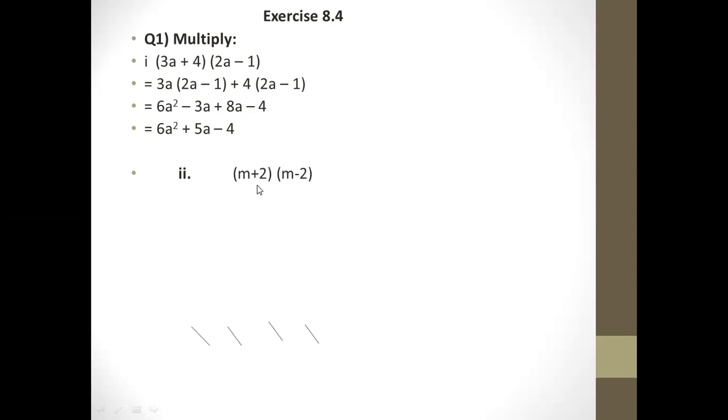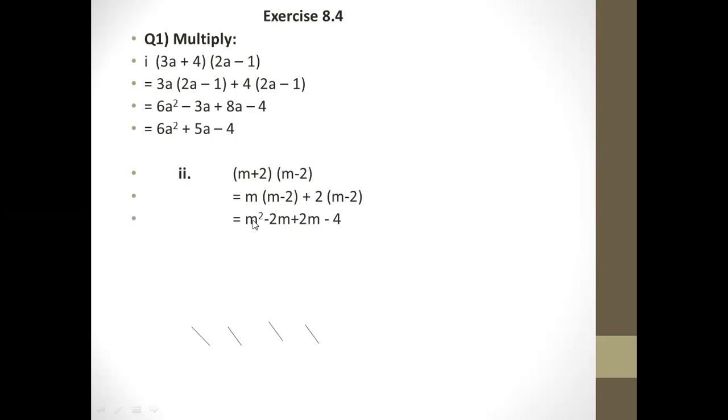Come to the second part. Second part is m plus 2 into m minus 2. Again in the same way, this m multiply with the complete bracket m minus 2 and then plus 2 multiply with the complete bracket m minus 2. So m into m minus 2 plus 2 into m minus 2. So what we get, m into m square, and minus 2 into m, 2m. M square minus 2m, and here plus 2 multiply with m plus 2m, plus minus 2 2s are 4.